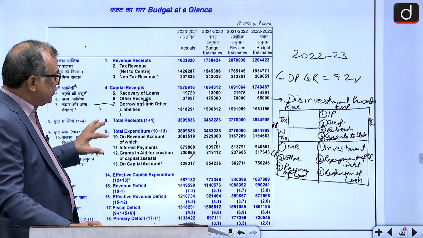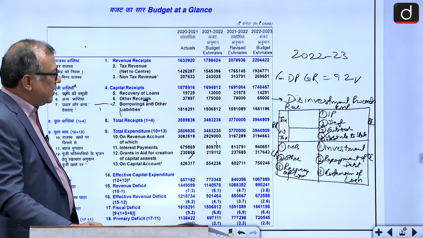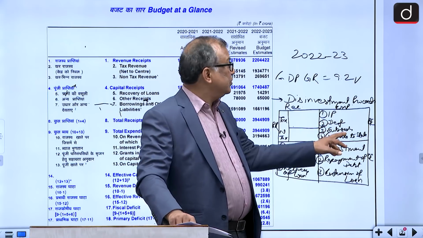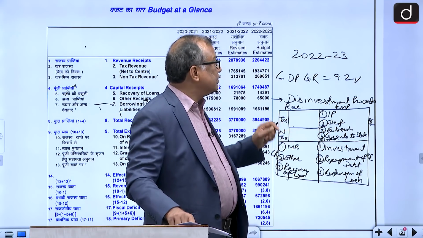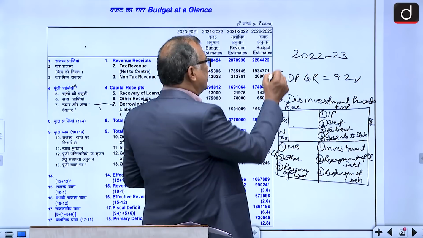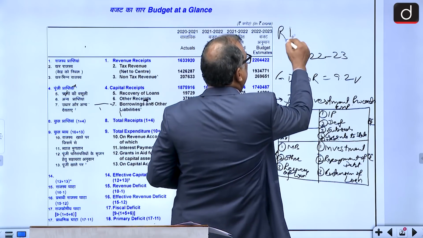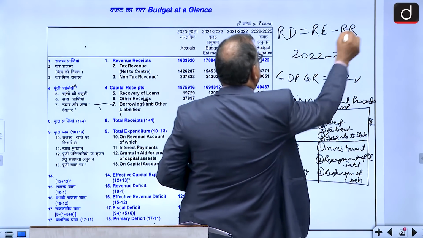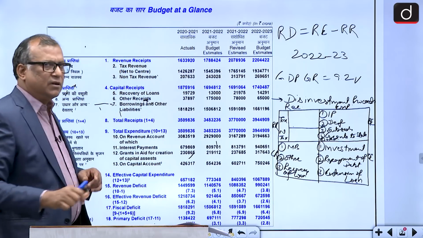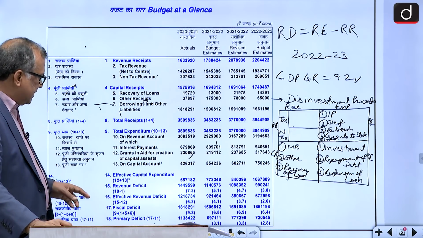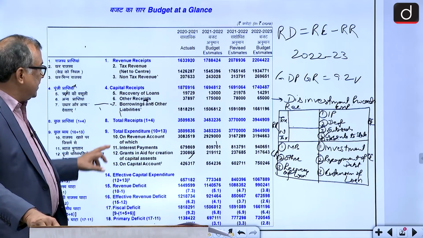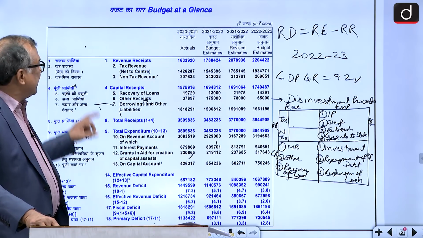Now, if you look at the data trend and the deficit related trend, the excess of revenue expenditure over revenue receipt is called revenue deficit. Most of you know that. Revenue expenditure minus revenue receipt. This is a general conceptual question they ask. It is mentioned here, item number 15: 10 minus 1, where 10 is revenue expenditure and 1 is revenue receipt.